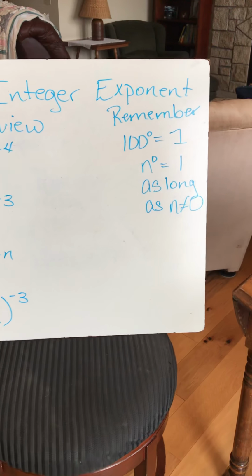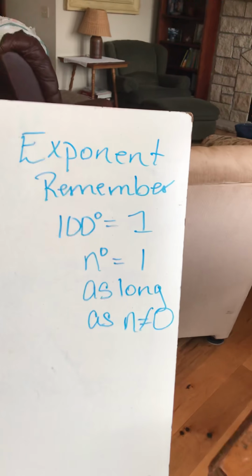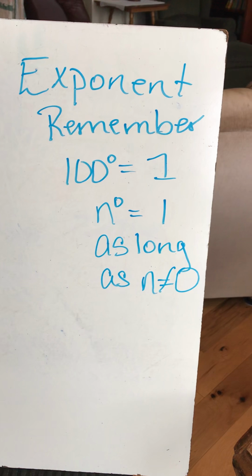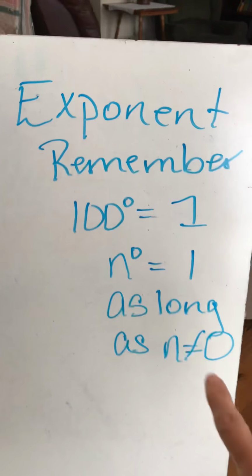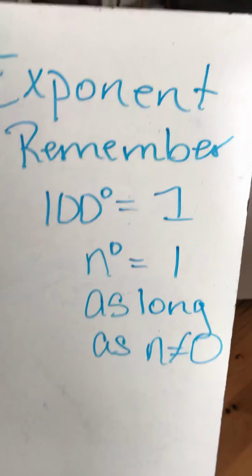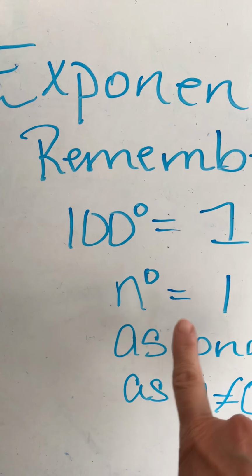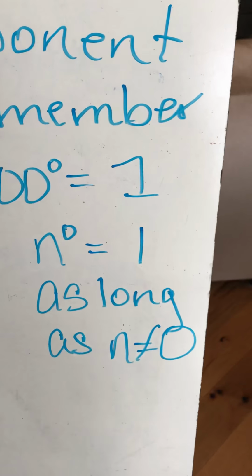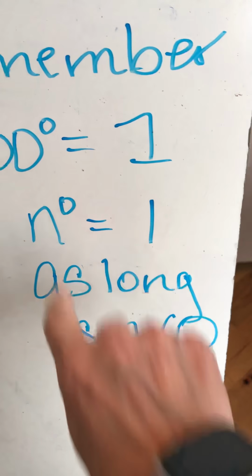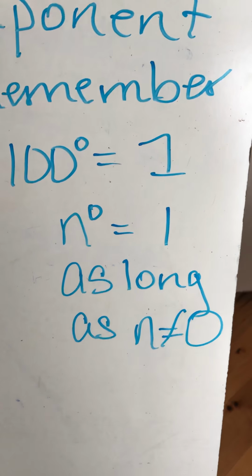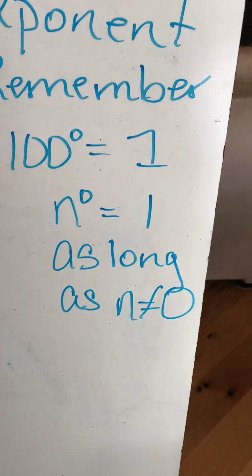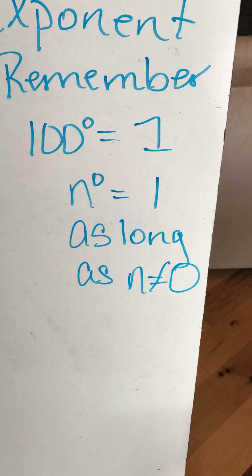Remember that with exponents, anything raised to the 0 power would equal 1. So 100 raised to the 0 power would equal 1, and a variable raised to the 0 power would equal 1, as long as that variable is not equal to 0. So in this case, as long as n is not equal to 0, any number raised to the 0 power would be equivalent to 1.